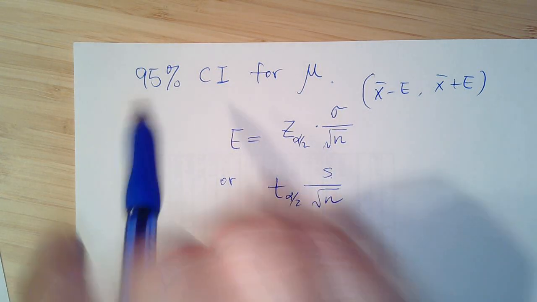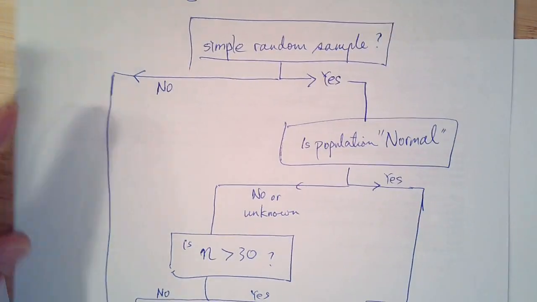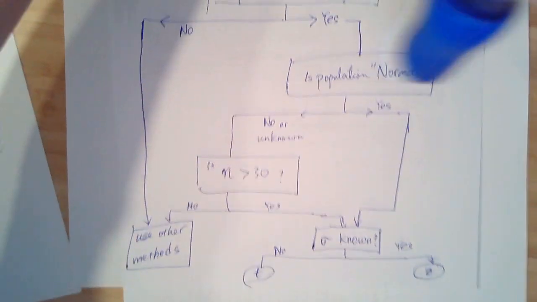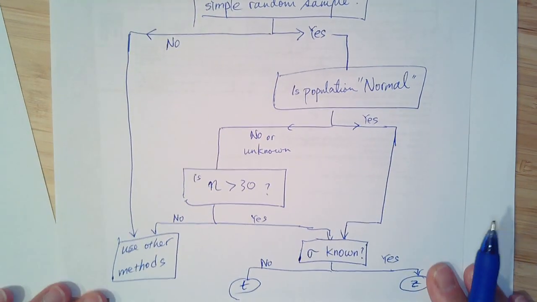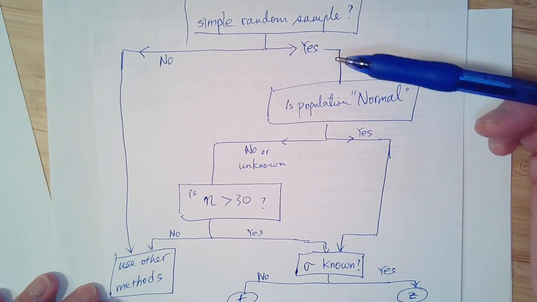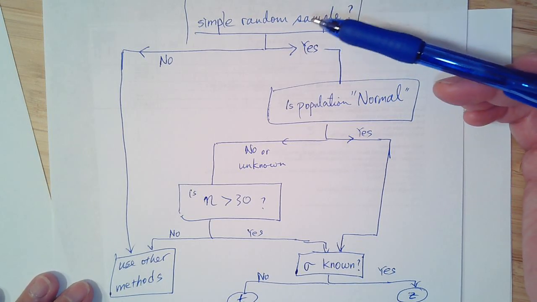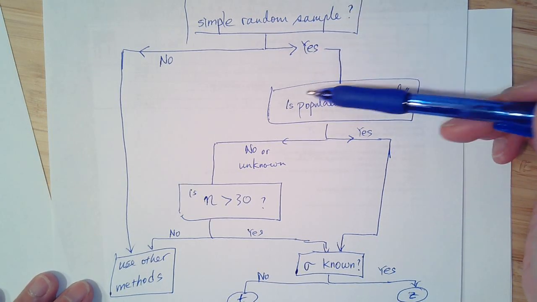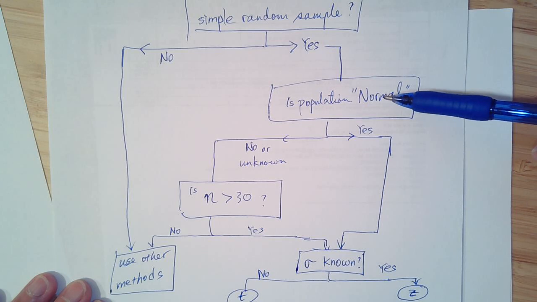But let's go back to our original. Make this a little bit bigger so you can see better. Okay, we want to check: is this a simple random sample? Yes, we got 6 cups, a simple random sample, so the answer is yes. Is the population normal? I don't know.